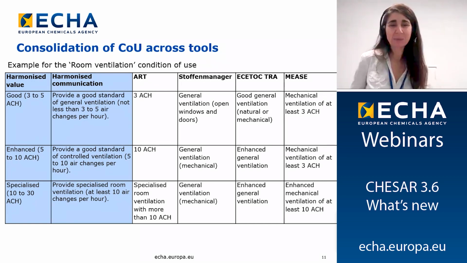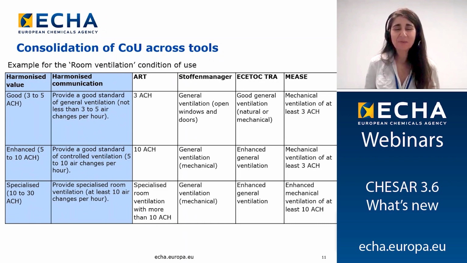So let's take an example for the condition of use room ventilation. In this table, there is a list of harmonized values and communication phrases, which are marked in blue. With a white background instead, there are the inputs for all other tools. Let's have a look at one of the entries. For example, this is the harmonized value enhanced 5 to 10 ACH, that has as harmonized communication: provide a good standard of controlled ventilation, 5 to 10 air exchanges per hour.